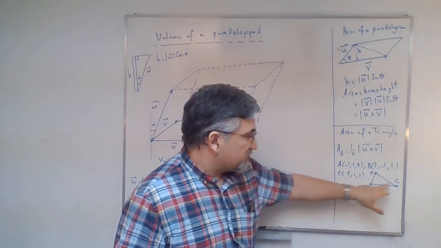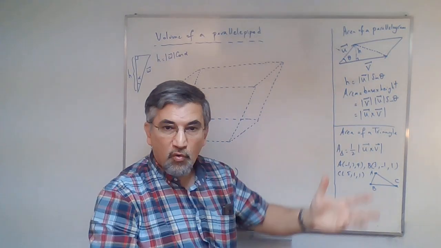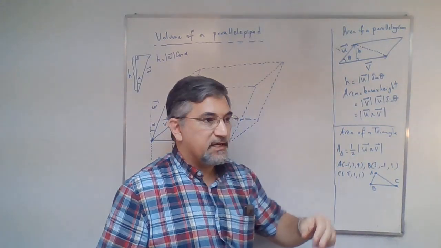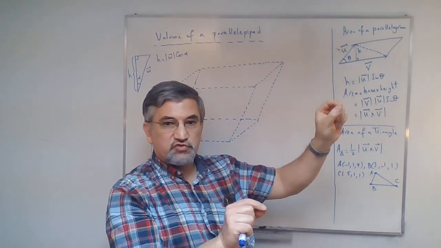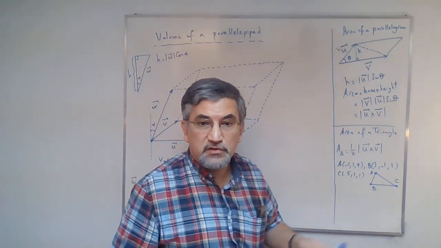So right now I have 3 points in the space. One is here, one is here, one is here. So 3 points in the three-dimensional space, A, B, C. And this imaginary triangle up in the air, I want to find its area, believe it or not.